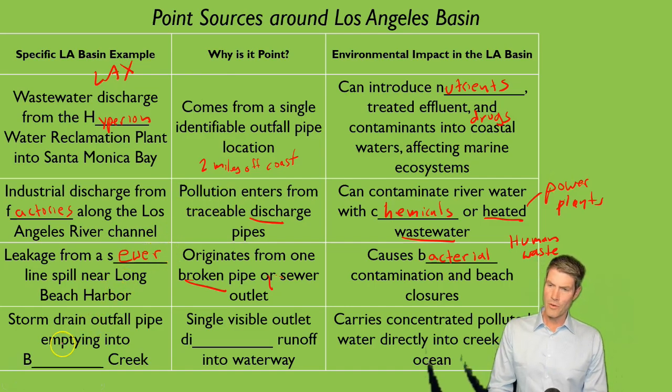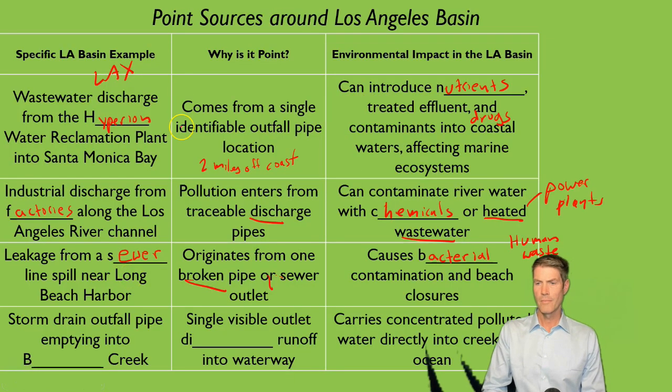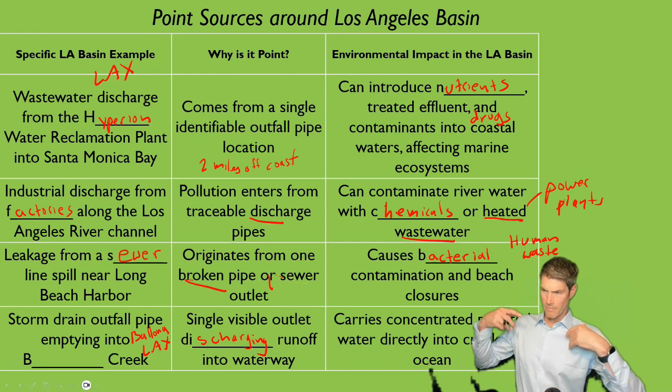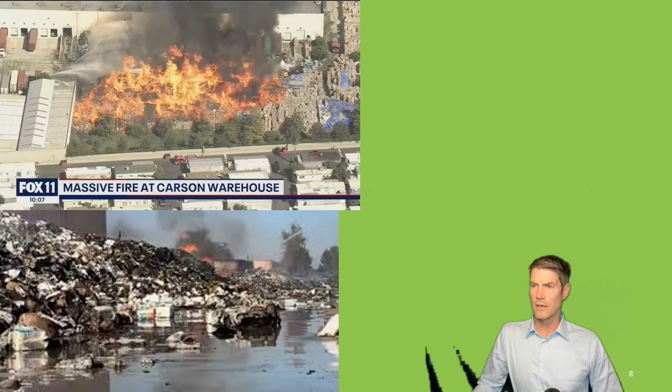Here I have the last example, storm drain outfall at Ballona Creek. Oh no. Oh no. I'm going to have to write it up here, the way this is set up. Ballona Creek, that's also near LAX. Okay, that's right by Hyperion. Single visible outlet discharging runoff into the waterway. And that polluted water goes right into the creek or the ocean.